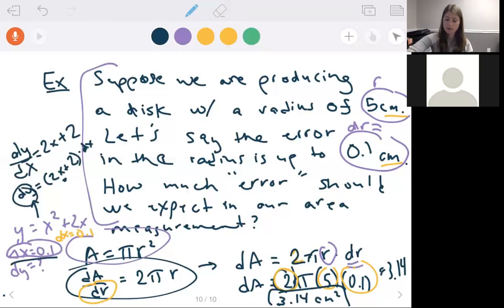I like to think about differentials as telling me error tolerances. If I change a little bit in one unit, how much is it going to affect the dependent unit? If I change the radius a little bit, how much is it going to change my area? All right, so questions on this one.